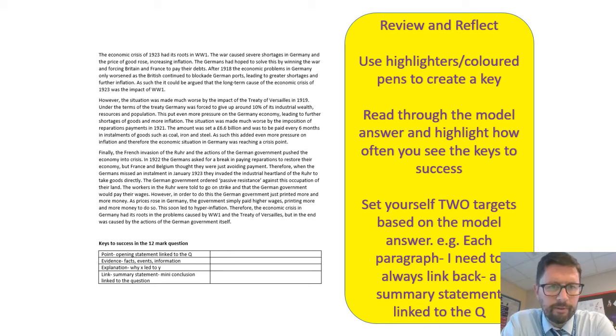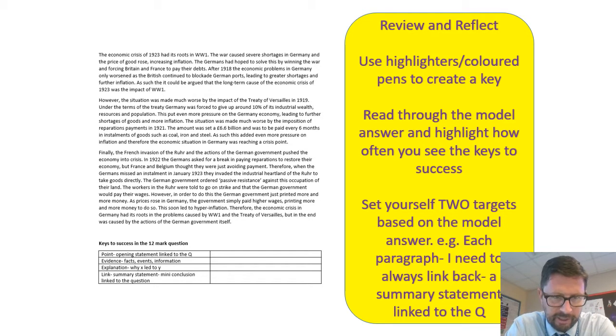Hello Year 11. The first part of this lesson asks you to review a model answer. This is a 12 out of 12 answer to the question you looked at last lesson, which was explain why there was an economic crisis in Germany in 1923. And I just want you to do a few things with this answer.